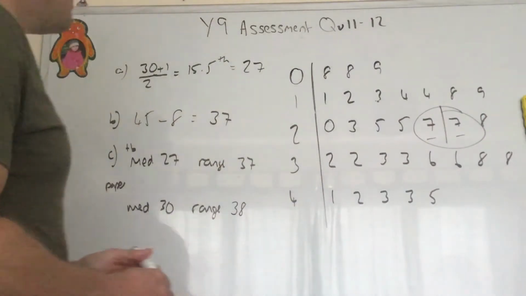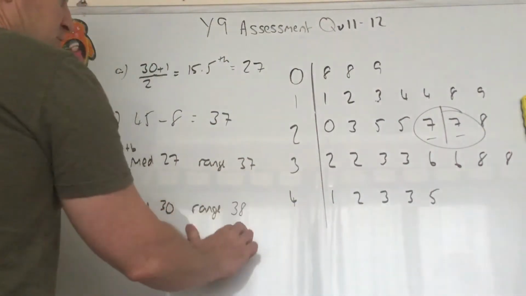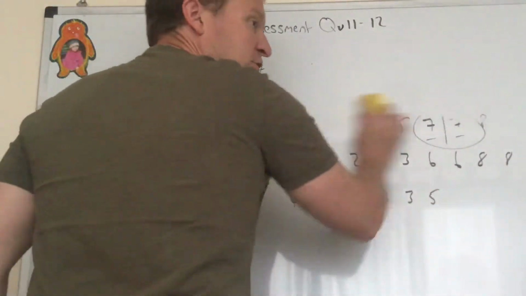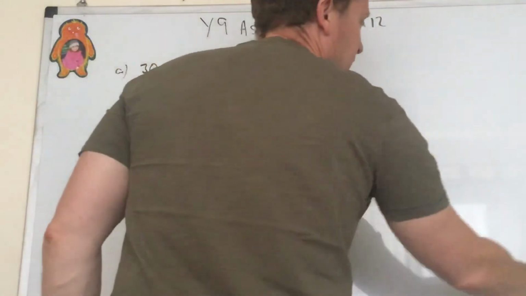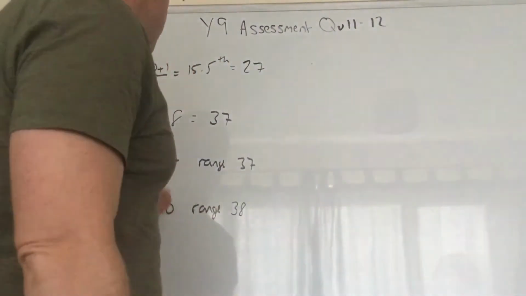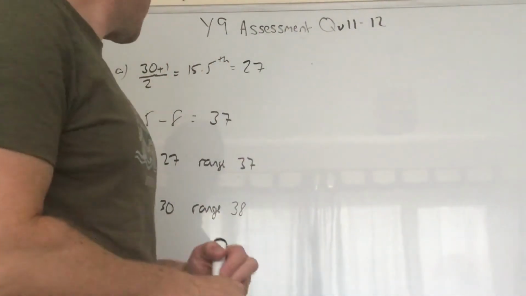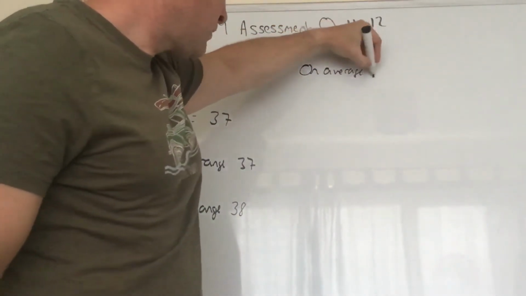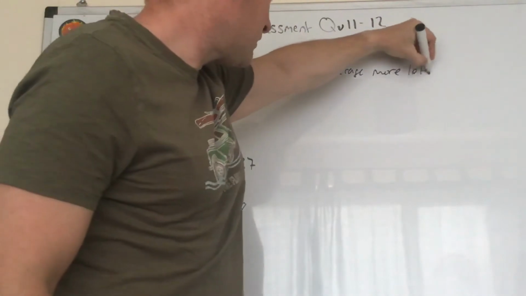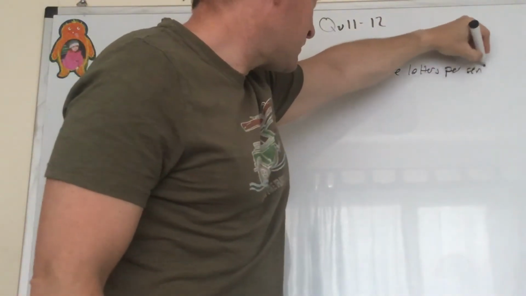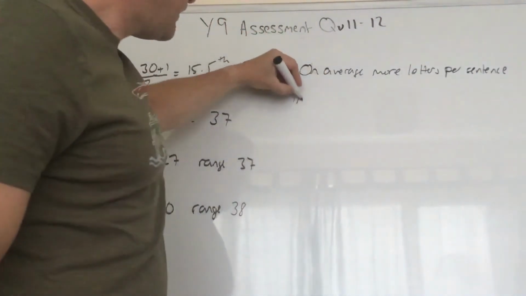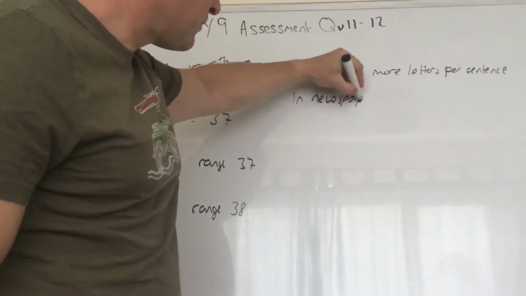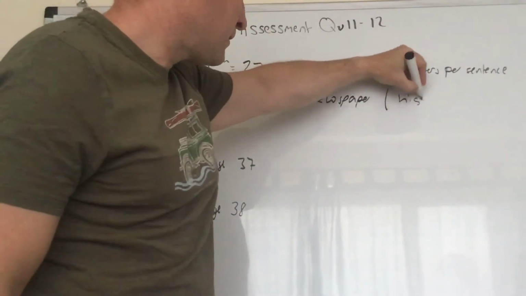So you can go one of 2 ways with this. You could say we've got a really similar range, or you could say the newspaper's got a slightly higher range. Our 2 comments need to say what the differences are between the medians and what it tells us. So, on average, more letters per sentence in the newspaper, brackets, higher median.